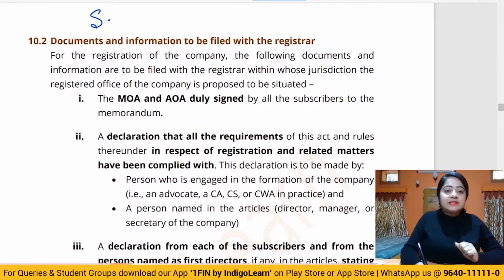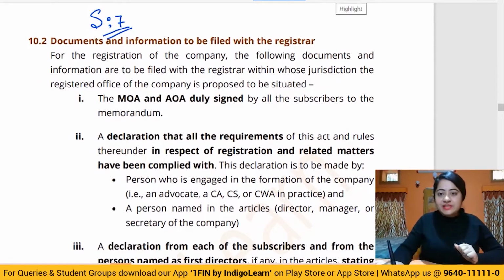The next section we are seeing is section number 7, which talks about incorporation of the company. So what is the procedure to register a company? That we are going to discuss in section 7.